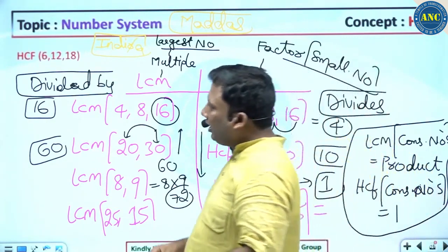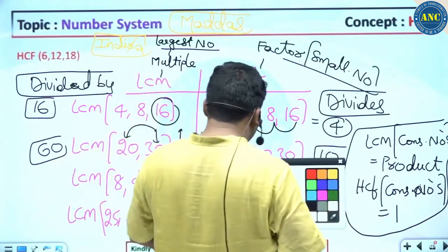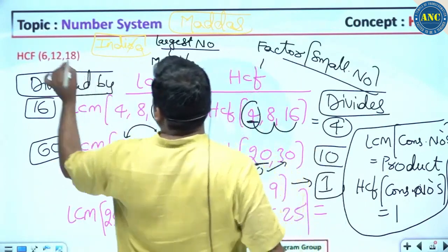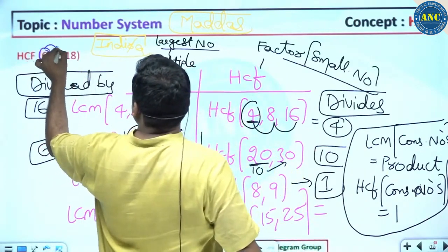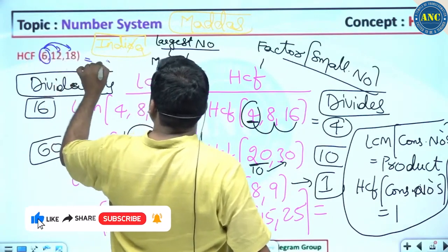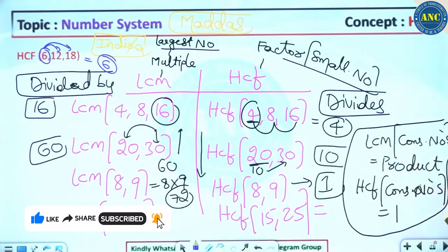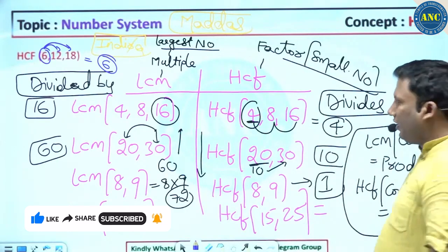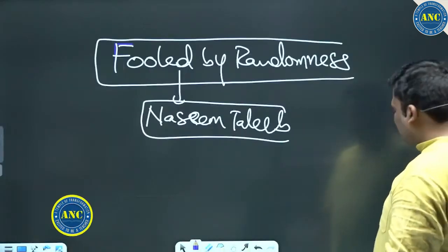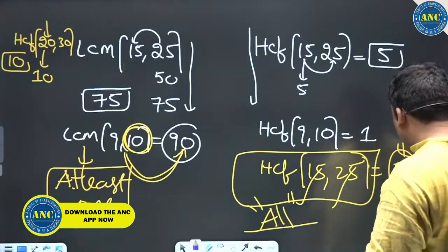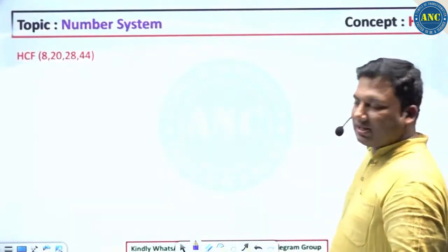HCF of 6, 12 and 18. HCF means we will take the smallest number. 6 2s are 12, 6 3s are 18. So the answer is 6. The smallest number should divide every other number. Concepts also I am discussing.